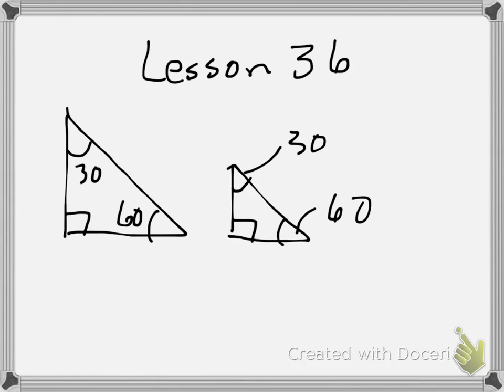Okay, as long as these two figures are the same shape, then the corresponding angles of similar figures are going to be the same, are going to be congruent. And so anytime we talk about something being congruent, we'll use a little sign that looks like this.